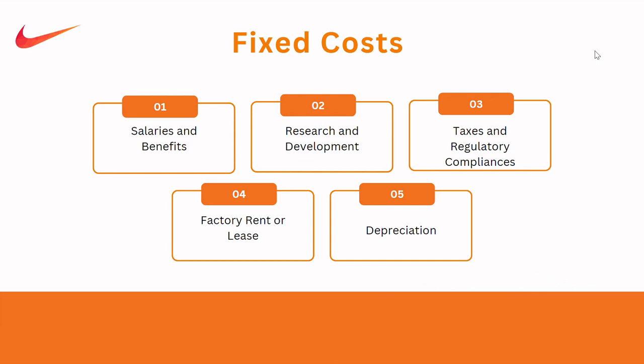So let us analyze the fixed costs involved in production at Nike. The first and foremost is salaries and benefits. Nike has a large workforce that consists of production managers, quality control professionals, factory workers, and administrative staff. Since personnel are paid consistently regardless of production volume, their salaries are usually fixed expenditures. In some circumstances, Nike may also have long-term employment agreements with some of the important employees, which means that their salary is a set expense. Nike has set expenses for things like health insurance, retirement programs, and other benefits that it offers to its employees in addition to the salary.